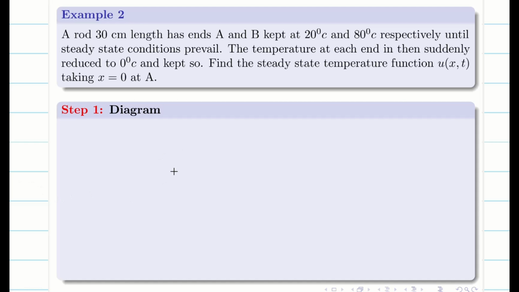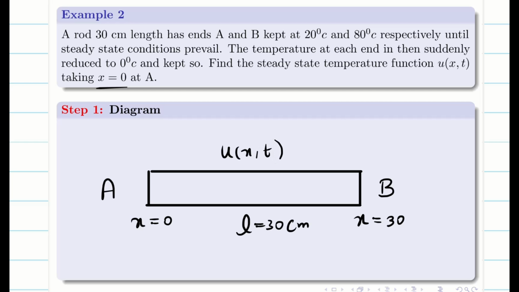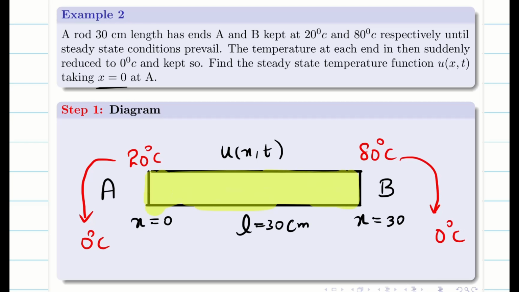Step 1 is my diagram. One end is A, the other end is B. According to the problem, the first end is given as x equal to 0. The other end is given as 30. Length is equal to 30 centimeter. Now the temperature function can be written as u of x comma t. The basic assumptions are simple. It is thermally insulated at the sides. Now the temperature given at one end is 20 degrees Celsius and the other end is 80 degrees Celsius. After that, the temperature is suddenly reduced to 0 degrees Celsius at both ends.